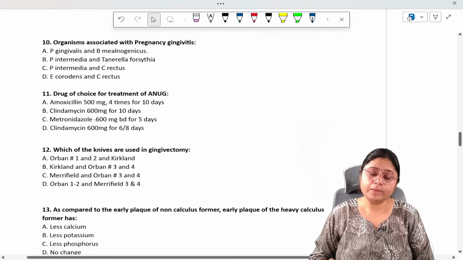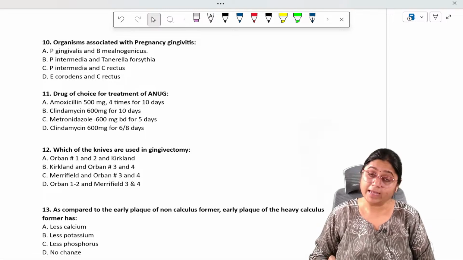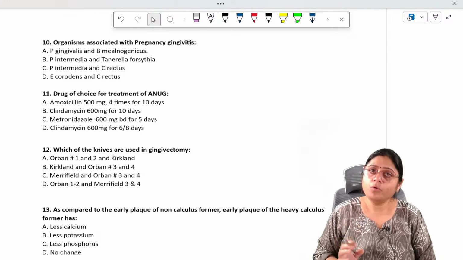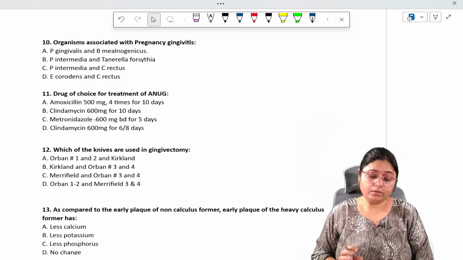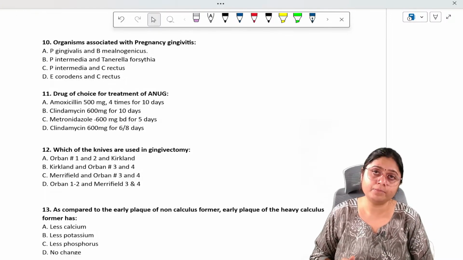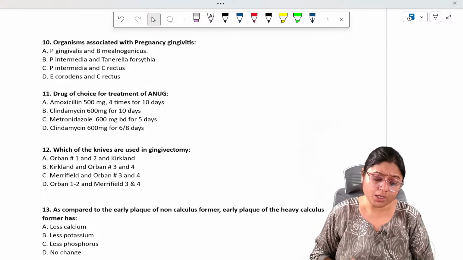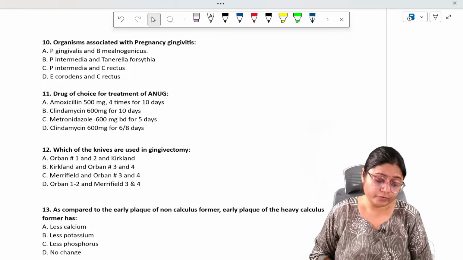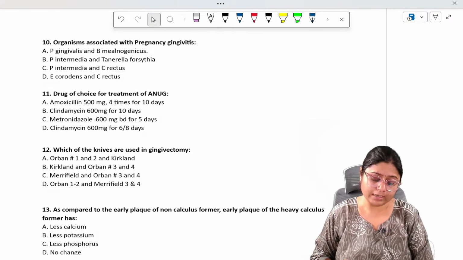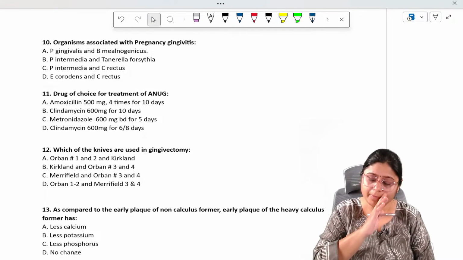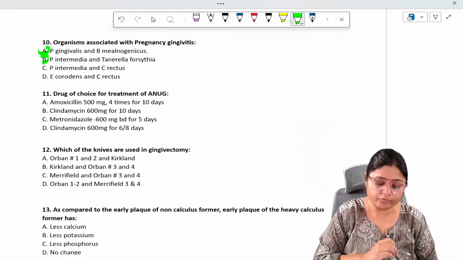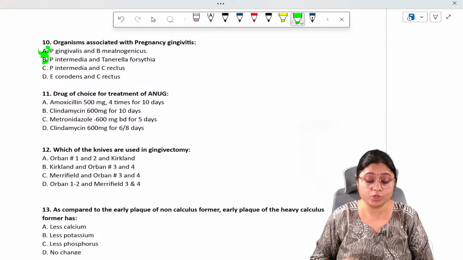Organisms associated with pregnancy gingivitis. Some of you think that, so I'll just read the options first. Option A, P. gingivalis and Bacteroides melaninogenicus. Option B, Prevotella intermedia and Tannerella forsythia. Option C, Prevotella intermedia and Campylobacter rectus. Option D, Eikenella corrodens and Campylobacter rectus. The confusion arises between option A and option B.